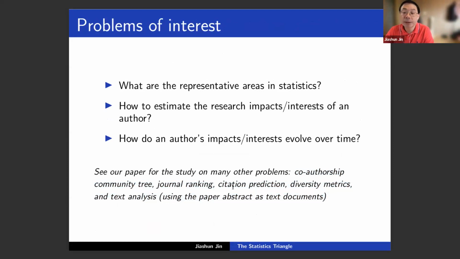The first one is, what are the representative areas in statistics? By representative areas here, we mean the primary research areas, the big areas in statistics. Of course, each primary research area might further be divided into sub-areas. Then, how do we estimate the research interests and impacts of a given author, such as me? And how do an author's interests evolve over time? So these are the 3 problems we are interested in today.